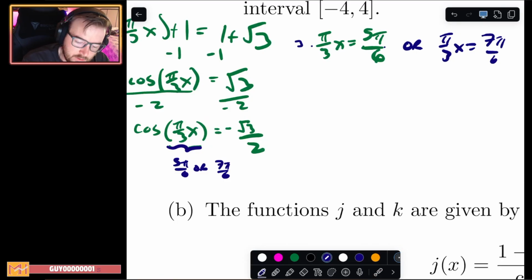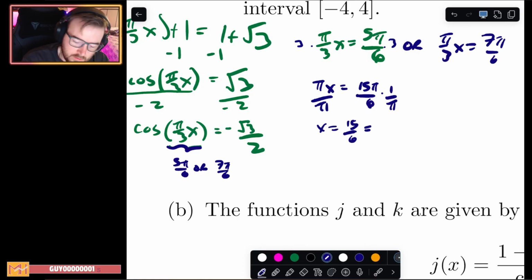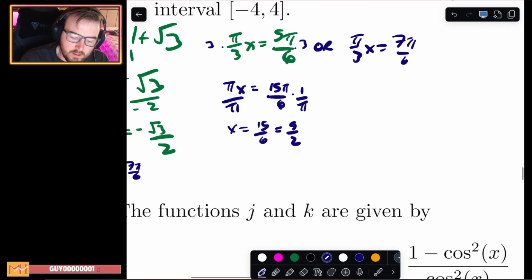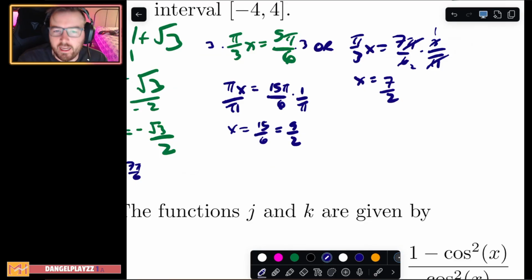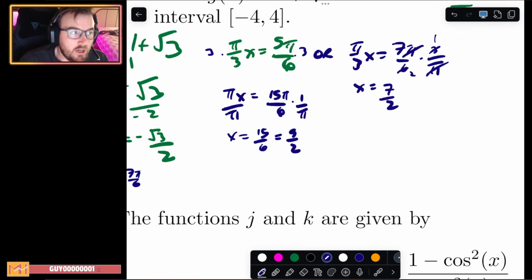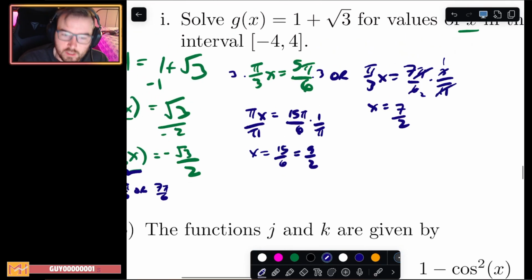Let's solve the rest of the way with a times 3 and a divide by pi. That is reducible to 5/2. Let's do the exact same thing here. I'm going to do it in one swoop with a times 3 over pi. Pi's cancel, the 3's cancel, and I'm left with 7/2. So those are two solutions to this equation.